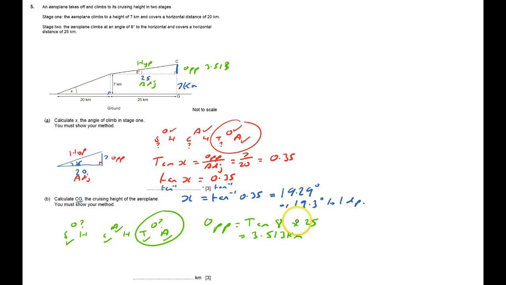That's not the answer, because that's just this bit here, and what we want is the whole distance there. So the answer equals 7 plus 3.513, which equals 10.513 kilometers. It doesn't say what sort of accuracy, so that will do nicely. And that's 5 done.